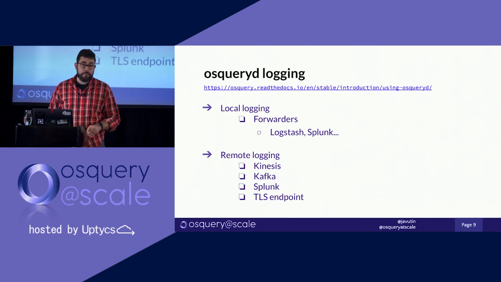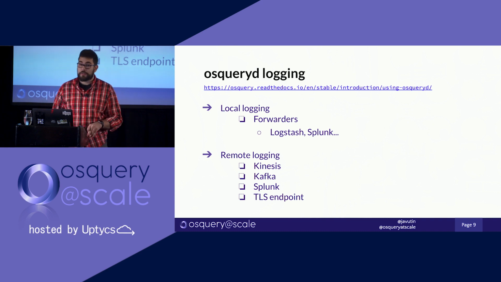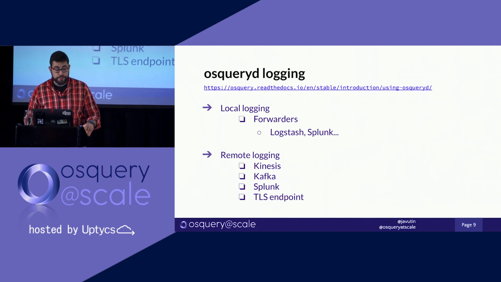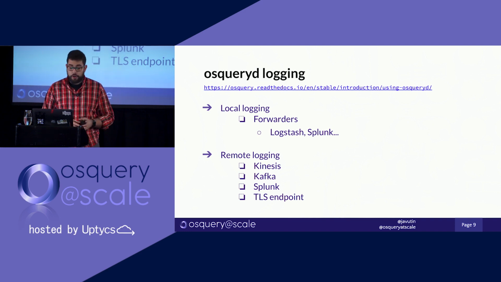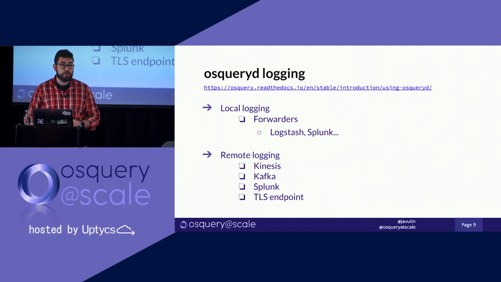Solutions that are very popular are forwarders, heavy forwarders, could be Logstash, Splunk heavy forwarder. Those are solutions that are very often used for this purpose. Now, if you're not going to have Osquery generating logs locally, you might want to have remote logging. By default, Osquery can send those logs to either Kinesis, Kafka, Splunk even, or you can implement your own TLS endpoint, and then we're going to be talking about that.